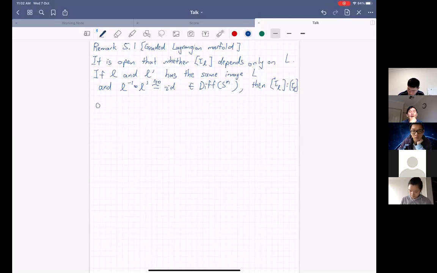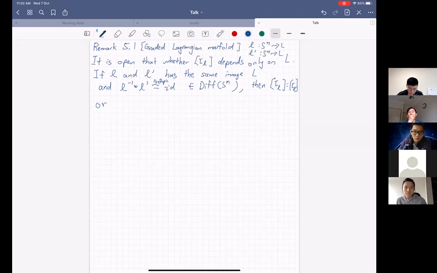Or the isotopic, you mean in the connected components, right? So L prime is in the same connected component. So L prime is from Sn to L. Oh, I see. Okay, so it's the composition of L prime and L inverse. So it is isotopic, right? It's isotopic. Yep, isotopic. So it's joined to the identity.